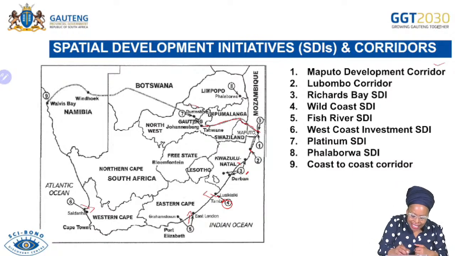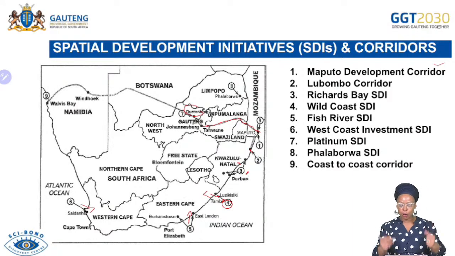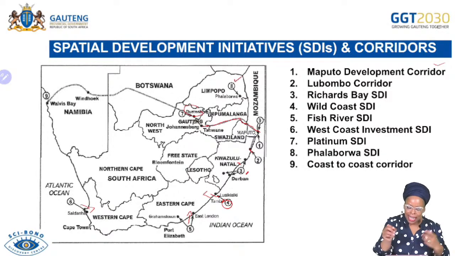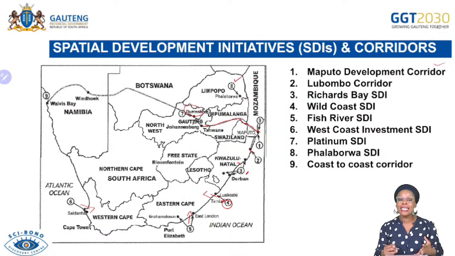We find it in Rustenburg in the Northwest province. We have the number 8. Where is number 8? This is number 8. The Phalaborwa SDI. Phalaborwa is found where? In Limpopo province. And lastly, we also have Coast to Coast Corridor.